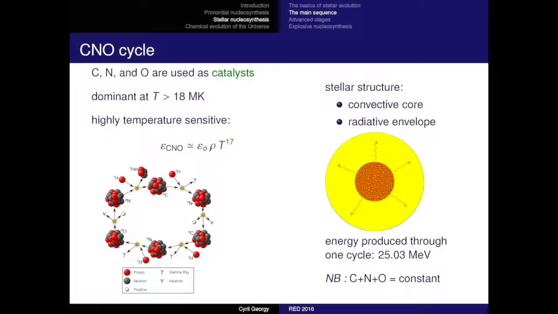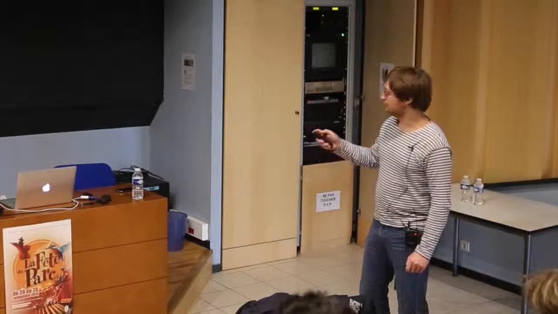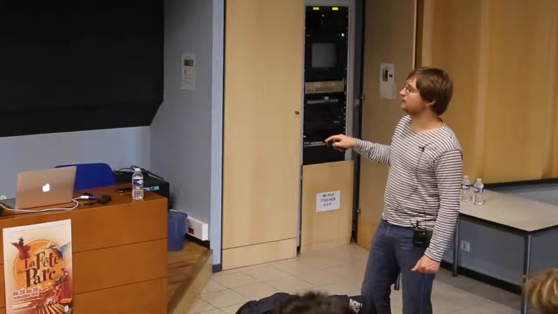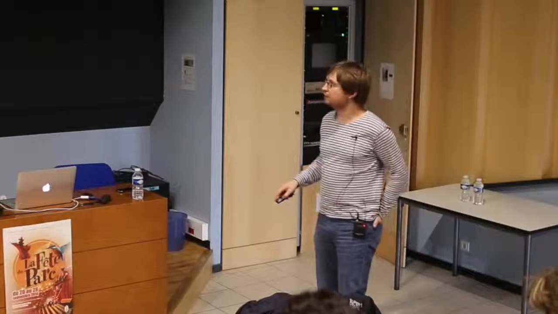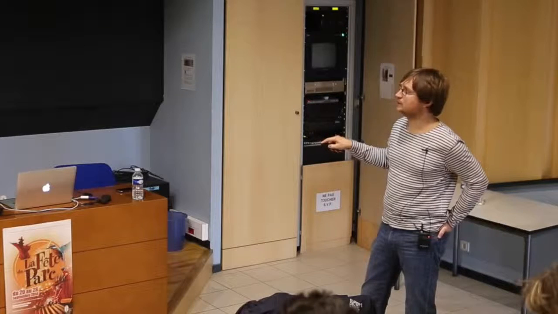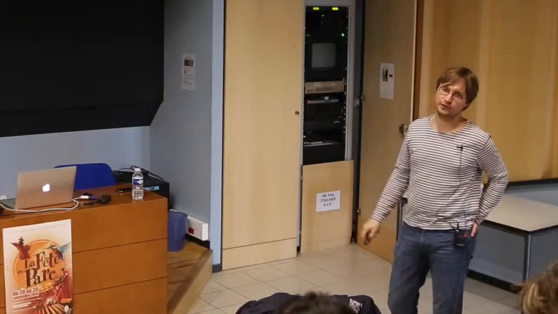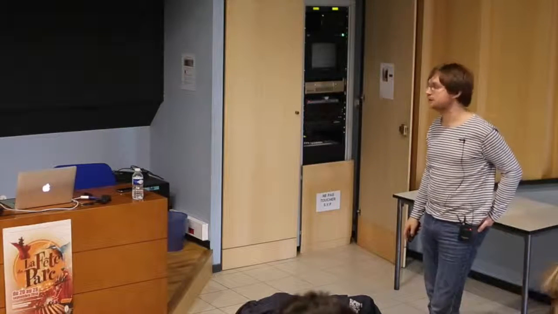hydrogen into helium. You have a bottleneck at the nitrogen-14. The reaction of catching these protons on the nitrogen-14 is the slowest of all these reactions. So the net effect of this cycle is to convert all your oxygen and carbon inside your convective core into nitrogen-14 in these stars.